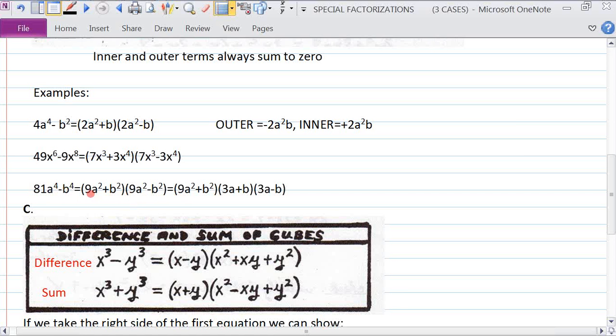Now you would think normally that you just end the problem right here. But you see, this is factorable again, and this is what we always have to look at. The second bracket is factorable to 3a plus b and 3a minus b, because 3a times 3a gives us 9a squared, and plus b times minus b gives us minus b squared. The inner plus 3ab and the outer minus 3ab cancel.